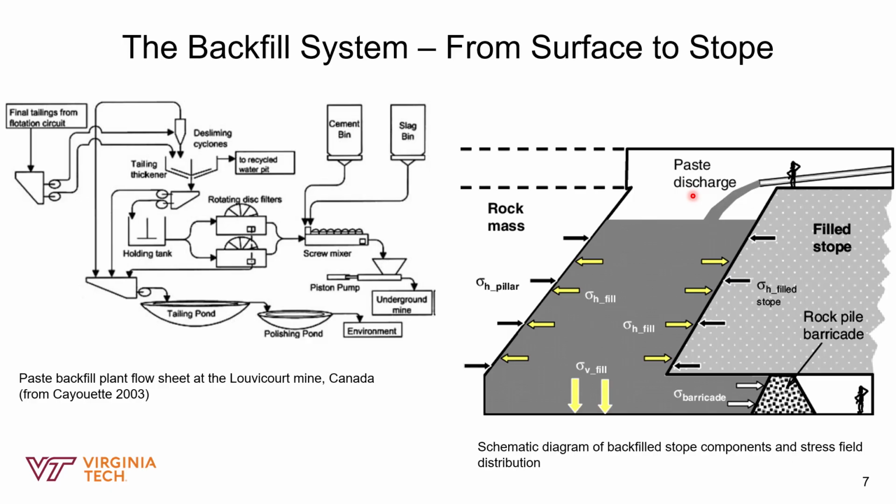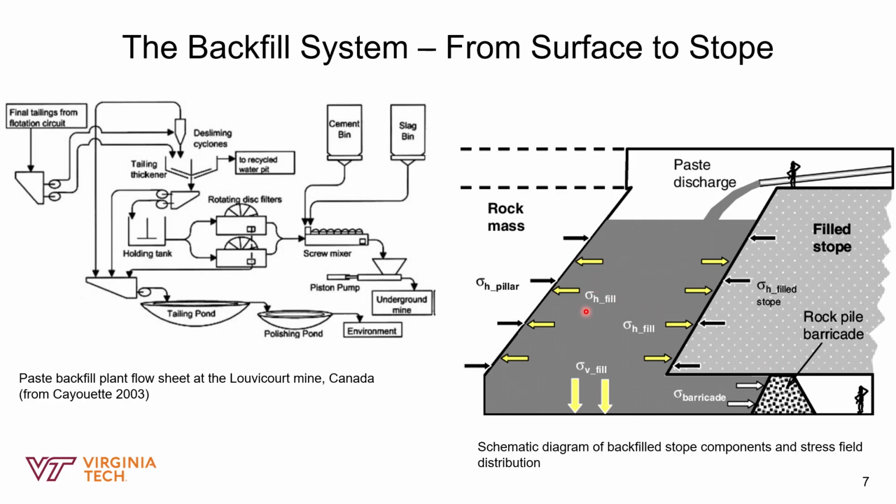That brings us to the picture on the right. In this picture, we see the paste being discharged into the void created after ore has been extracted. At the bottom, we see a barricade. We will talk about this in the next few slides. The main purpose of the barricade is to create a retaining wall that is going to hold the liquid paste in place, because it contains binder. So the barricade is just providing some support so the material can cure.